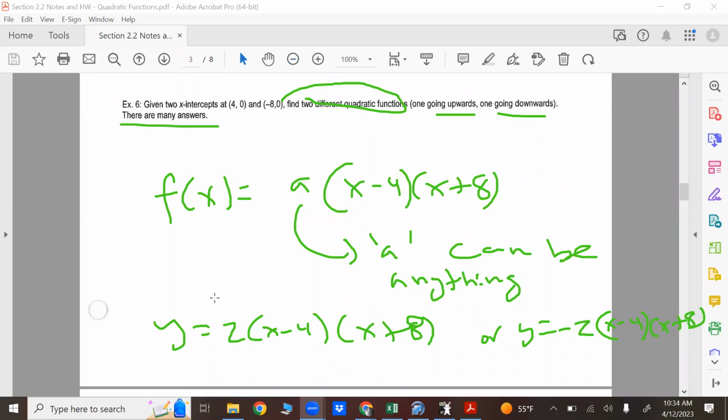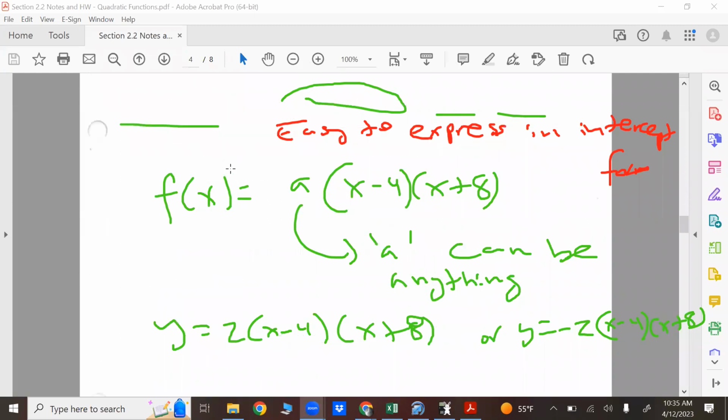Okay. But anyway, a problem like this is very open-ended. I probably won't ask this on a test because I'd like to have one answer. But you have the x-intercepts, so you could write intercept form or factored form. So that's another thing too. Easy to express in intercept form.